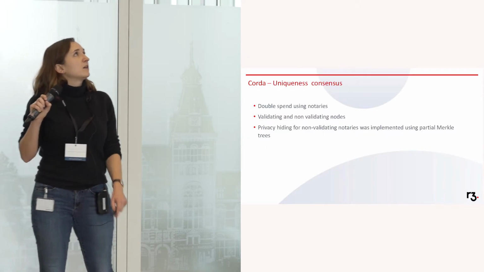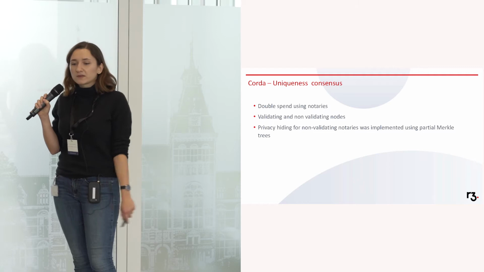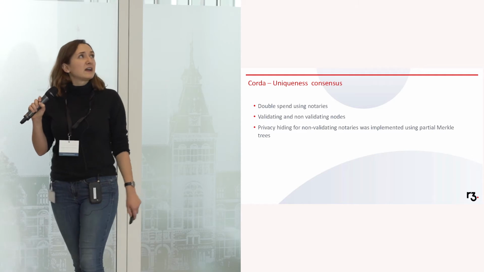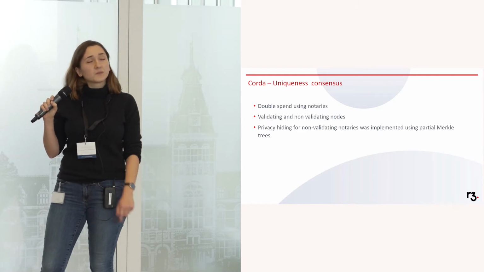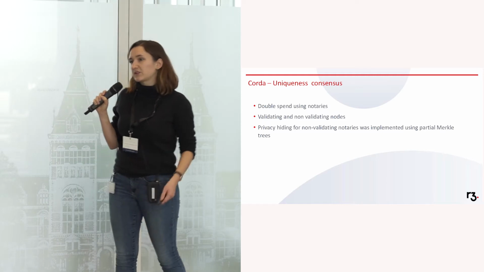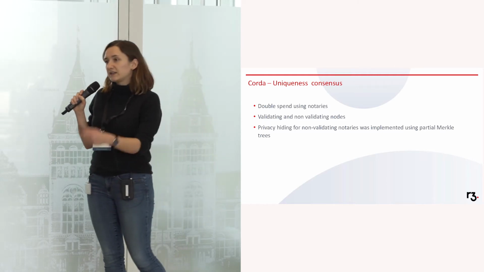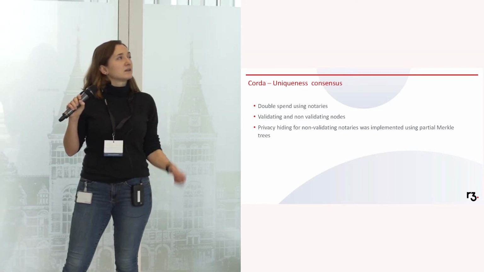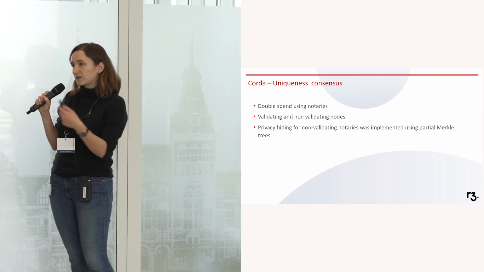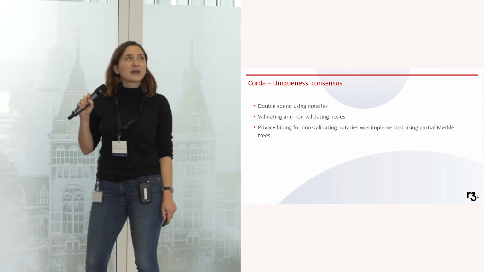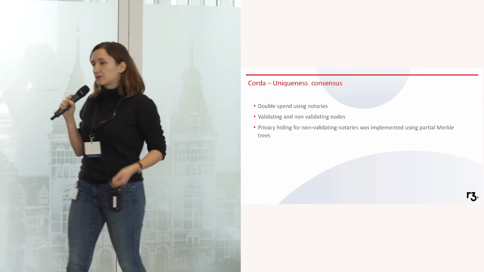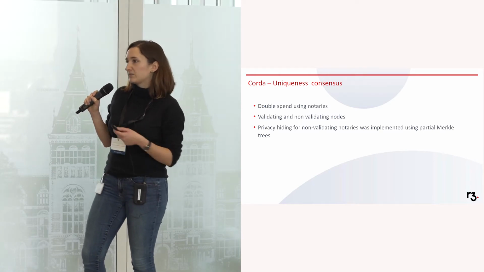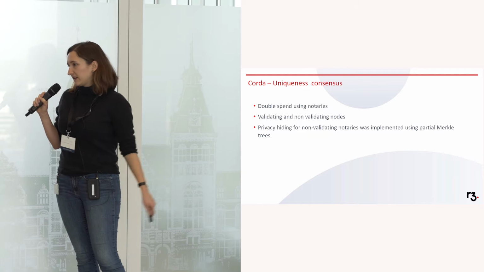Okay, so how do we provide the uniqueness consensus? We use special nodes on the network that are called notaries, and they check for the double spend. And we have validating and non-validating nodes. Validating see everything in the transaction because they need to verify the transaction. Non-validating, they use special privacy feature that I will talk about on the next slide that shows only inputs to the transaction and hides the rest, but you cannot really check if the transaction verifies, which will be later problematic, right? Because you can block the states this way.